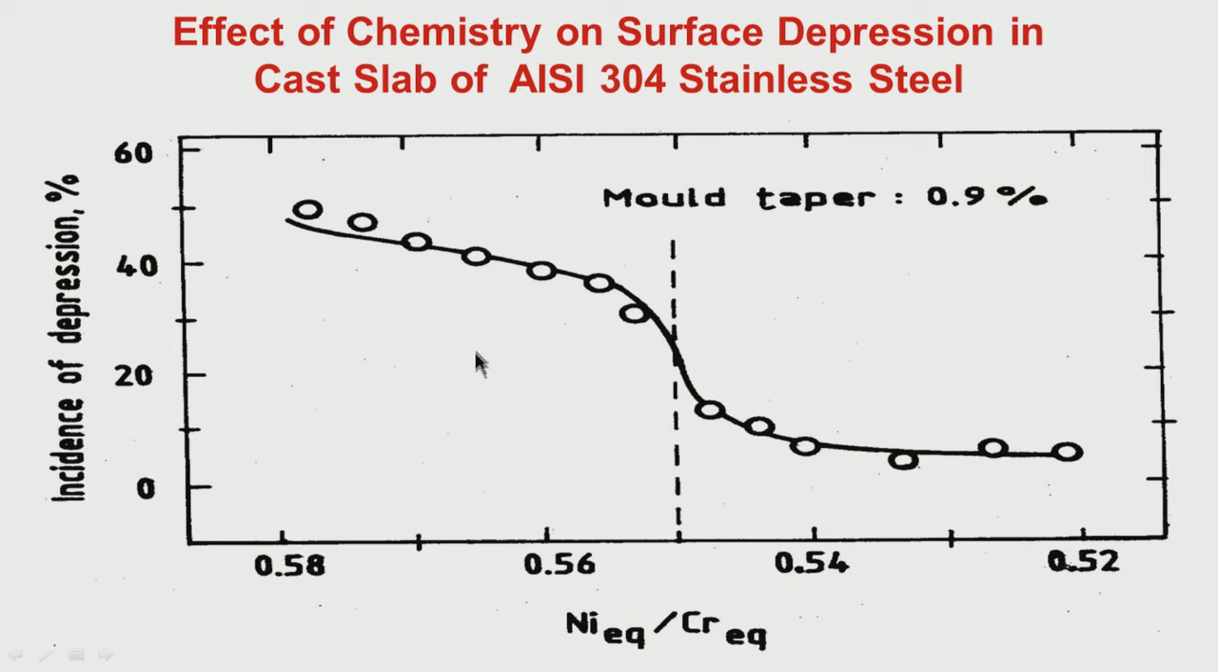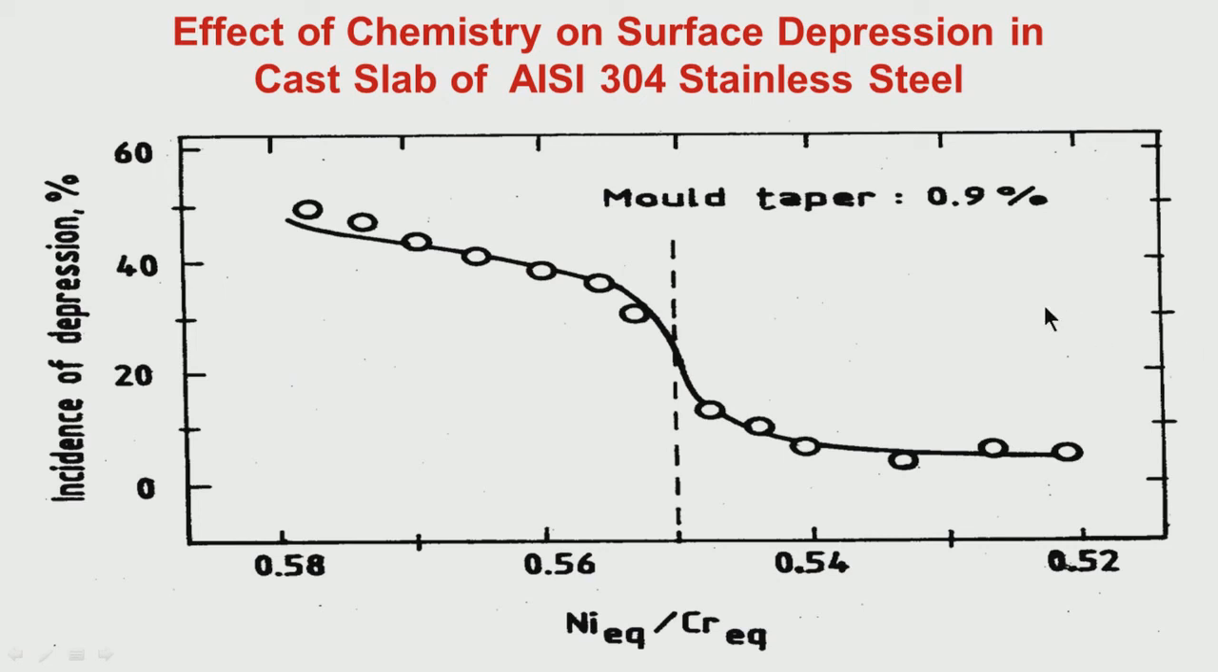Instead of having nickel equivalent by chromium equivalent more than 0.55, this is the dividing line, we have brought it down to less than 0.55, we have brought it down to 0.54, 0.53, 0.52. So what is happening? The incidence of depression is coming down. So this is one very important strategy. I had mentioned to you several times that suitable continuous casting parameters adjusting to the solidification characteristic is very important.